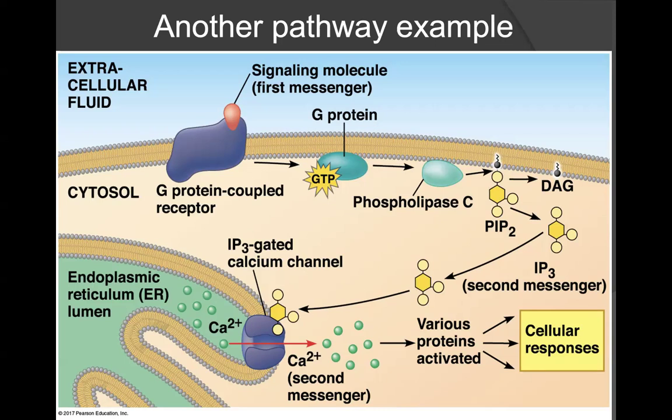IP3 then is the remainder part of PIP2, and this IP3 will then be targeted to the smooth ER. Once it binds to the calcium channels on the smooth ER, it will open up these channels and allow for the stored calcium within the smooth ER to be released into the cytosol. Remember, calcium is also a secondary messenger, so it will help to activate various proteins within the cell to cause a cellular response.